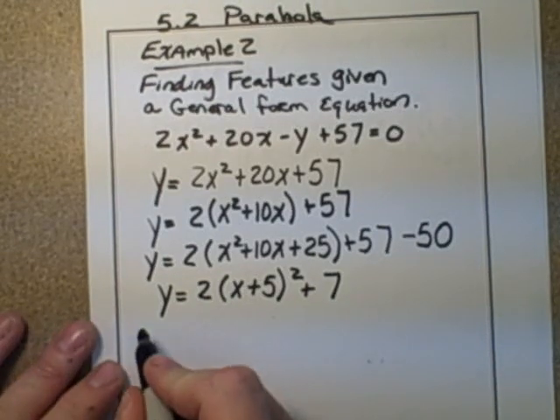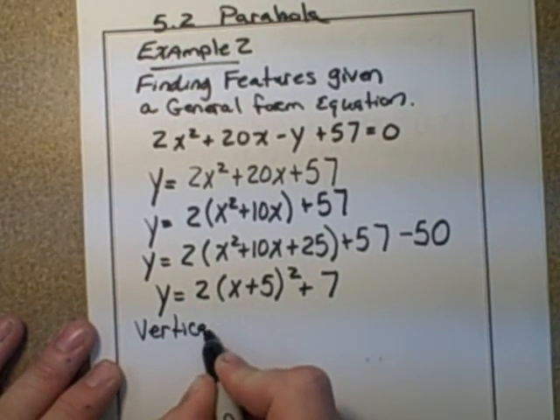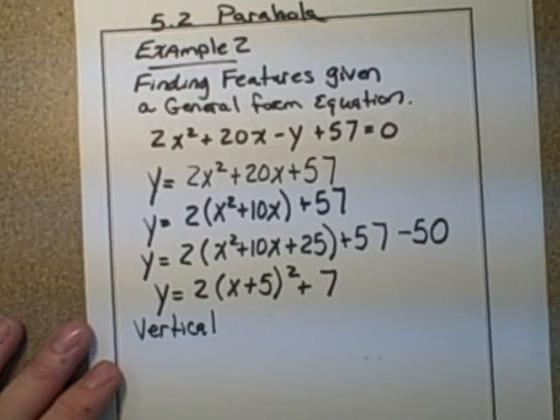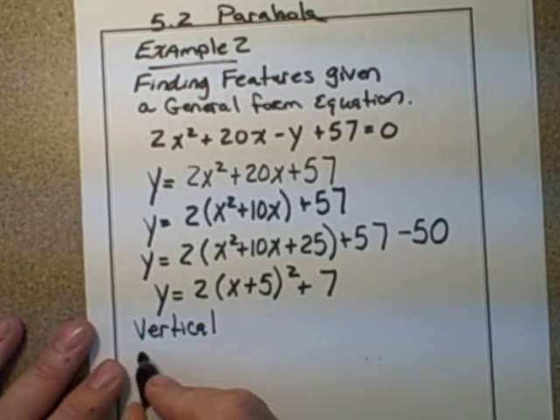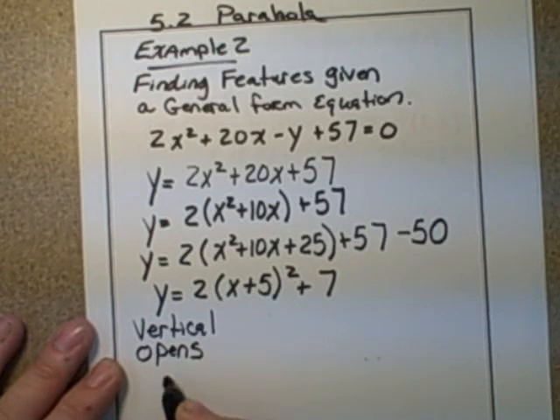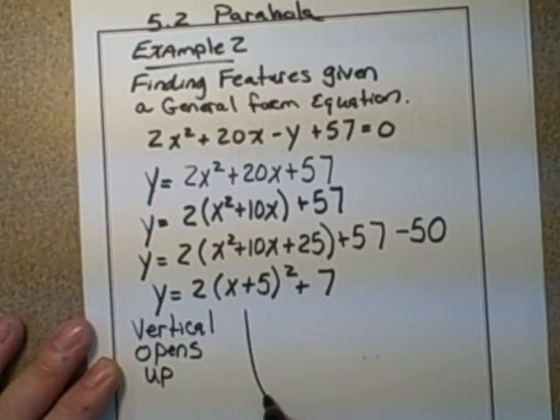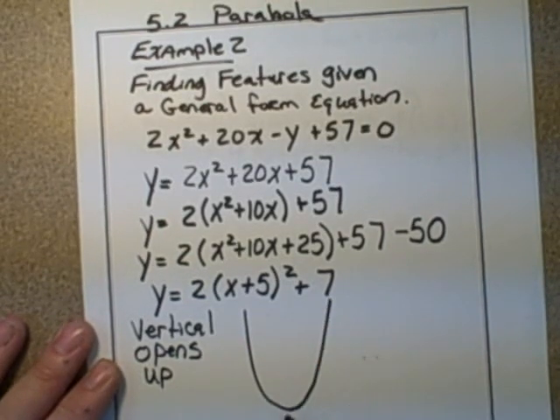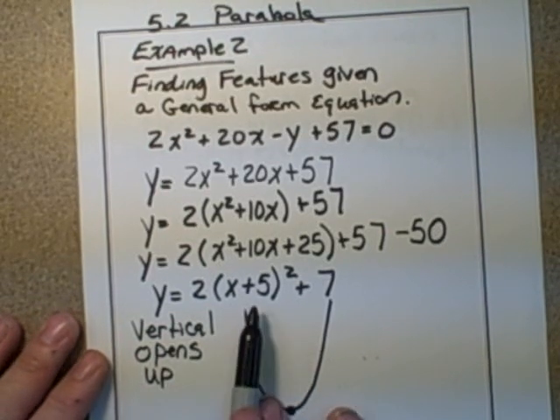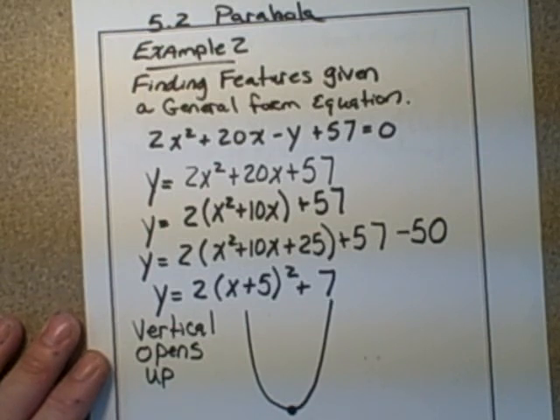So this is a vertical parabola because it's got a y equals, and it opens up because it's positive in front. So I'm going to draw it there. Its vertex, h is there, k is there. It's negative 5 and 7.